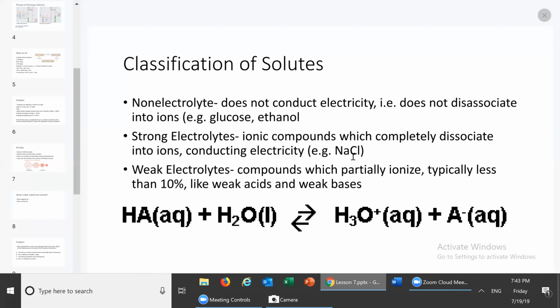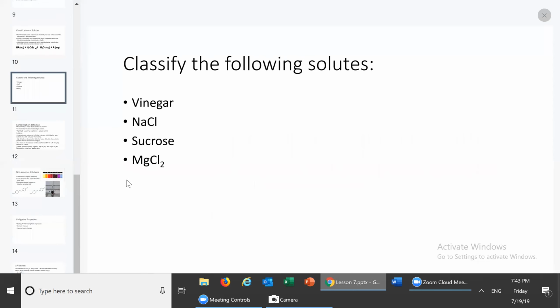I want you to classify these four solutes. Tell me, is it a strong electrolyte, weak electrolyte, or non-electrolyte? So 5 minutes, I guess, and just post the answers in the chat. Tell me the three different types of electrolytes, just to make sure you remember. Right, so non-electrolytes, strong electrolytes, and weak electrolytes.